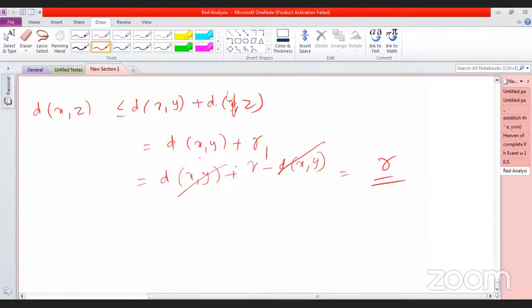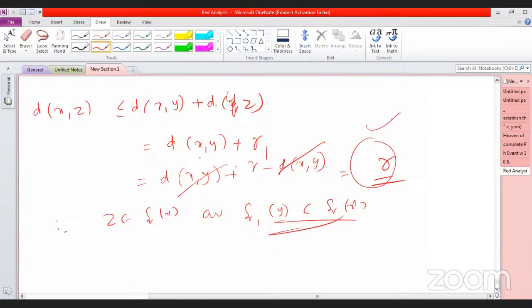Yes, sir. Very good. So therefore z belongs to S_R(x), and S_R1(y) is a subset of S_R(x). Why was it substituted? Because R came here, so it is substituted. So therefore S_R(x) is an open set or closed set? Open set, sir.